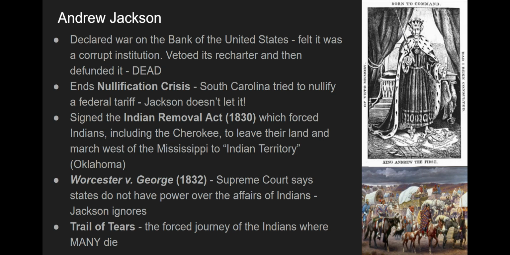You can see this is why people accuse Jackson of being King Andrew. He ignores the Supreme Court in this situation. He also, by vetoing the bank, was seen as going against the will of the people. Because remember, Congress is supposed to represent the will of the people, and he used his veto power frequently.